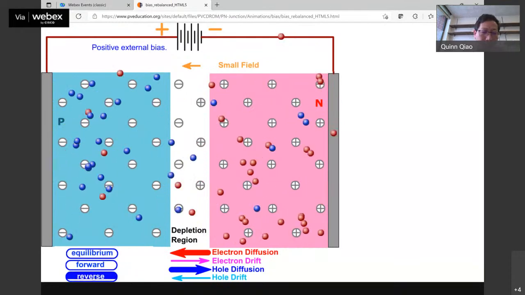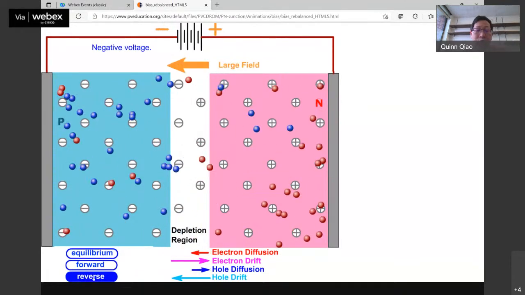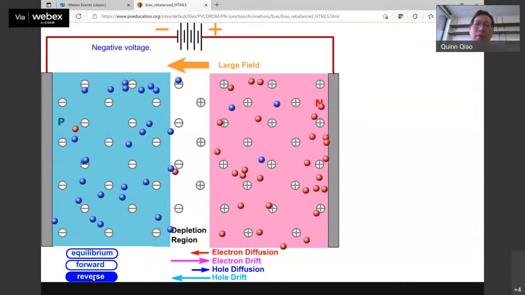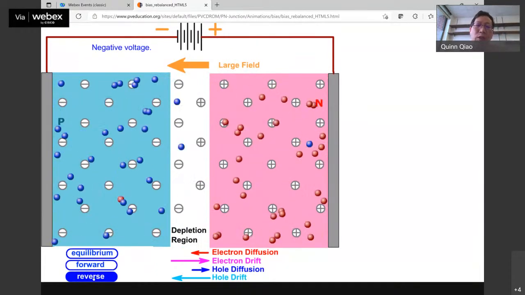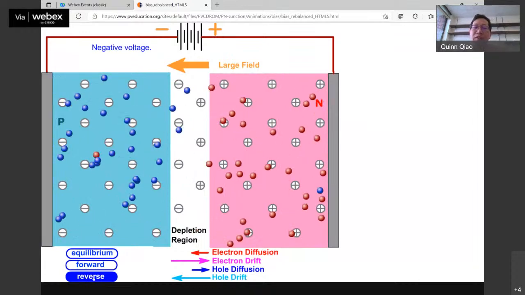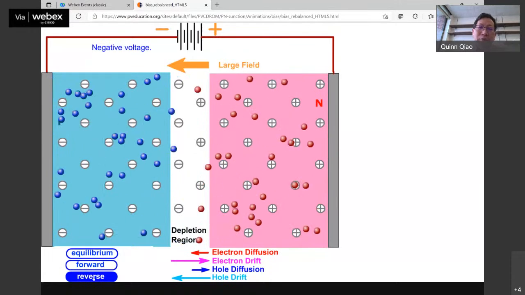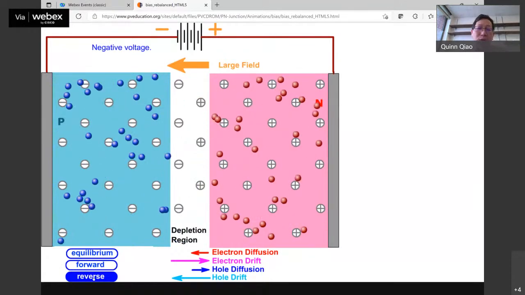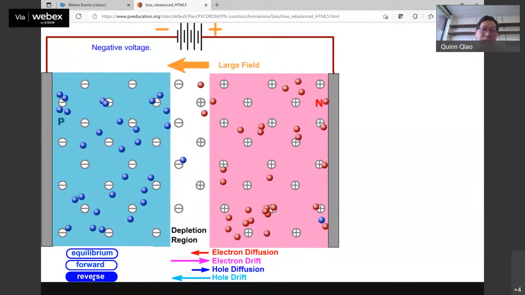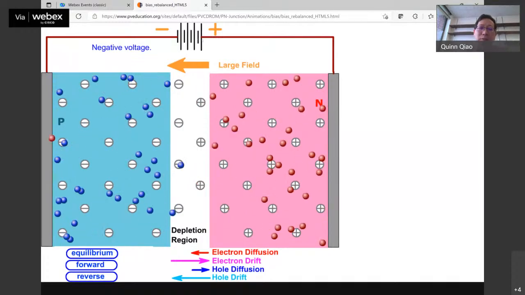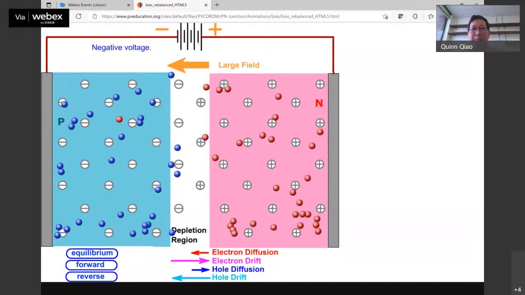And then if I go in the reverse direction, right? You see here, under equilibrium there's no current flow, right? Reverse bias will make it even more difficult for the electrons to go from N to P because you push the electrons down. Now electrons have much more barrier to go through from N to P. That's why there's no current flow if you change the polarity of the battery. Okay. Is that clear for everybody?